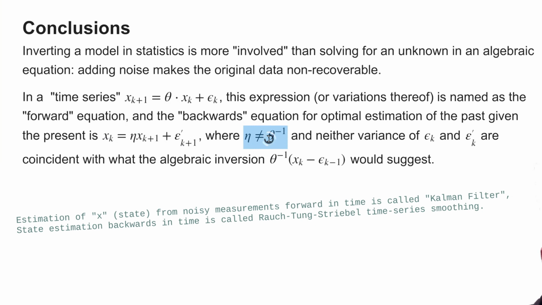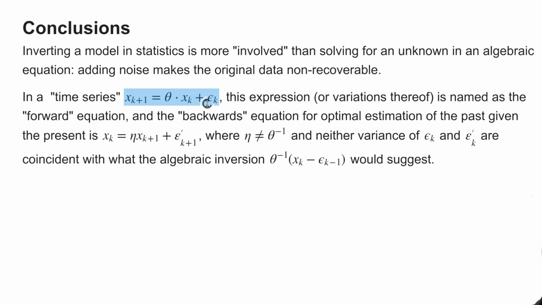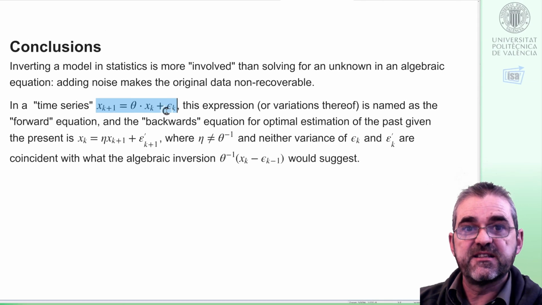But what we have seen in this video is that in the statistical sense, this is not true. The backward equation need not be the algebraic inverse of the forward equation, which of course would be the case in a deterministic setting, if the variance of this disturbance, of this additive noise, were zero. But in a general case, this no longer holds. So the overall conclusion is that the algebraic inverse is not the same as the statistical inverse in the minimum variance sense.